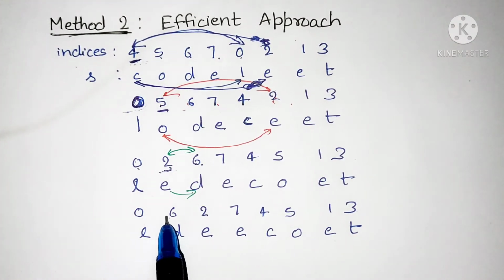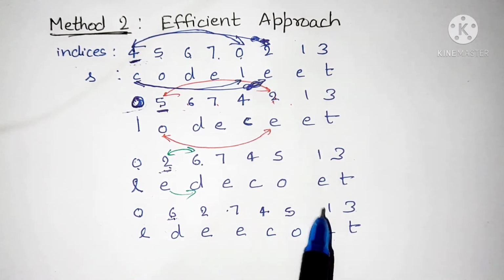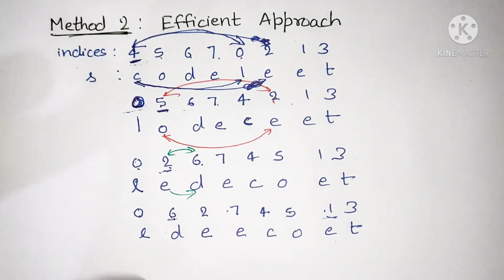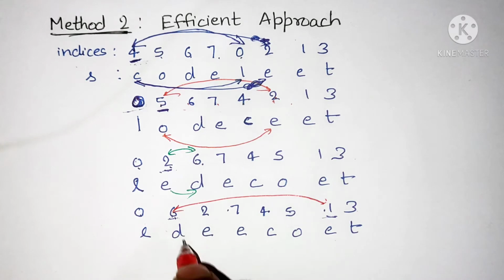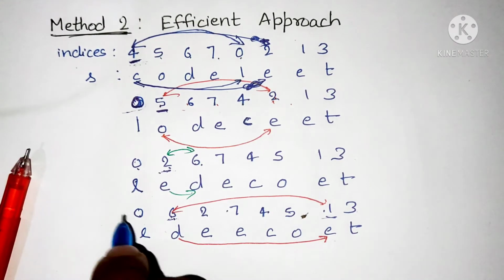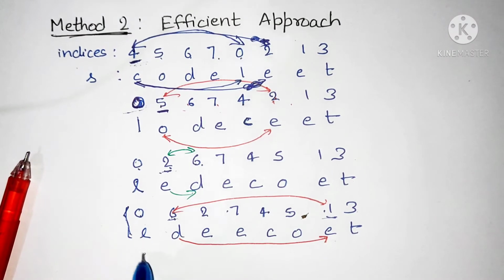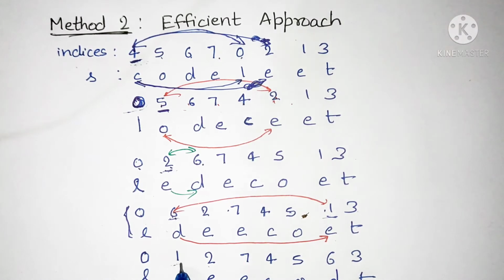Then again we see, what should be the position of this 6? So 0 1 2 3 4 5 6, it should be here, right? So we swap these two, and corresponding to these two elements we also swap these two. Now we see that this 1 is at its correct position, that is the index 1.